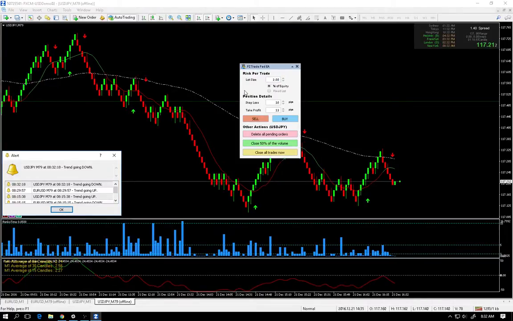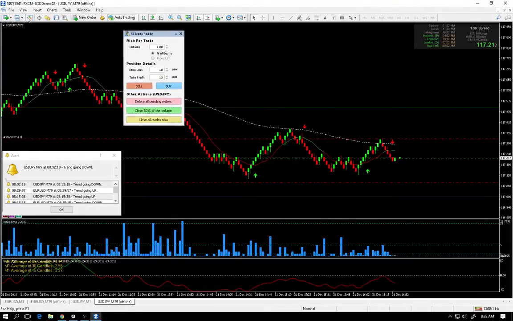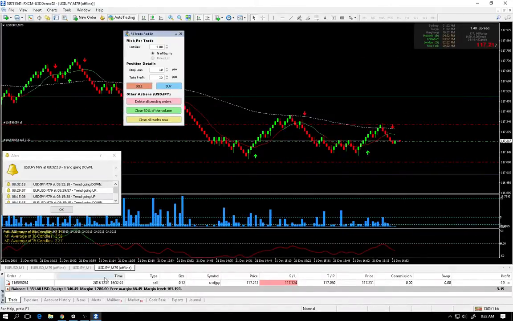I might not have it enabled. There we go. So if you want to take a sell, you just hit sell. It draws, here's your stop loss, here's your take profit. You move it out of the way. It automatically did 2% of my account. So the trade size was 0.32 lots.